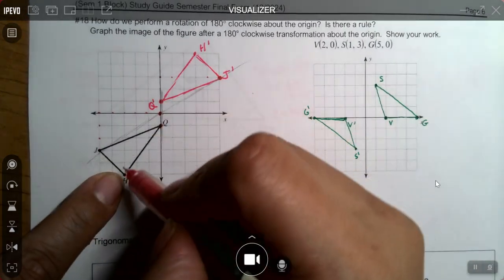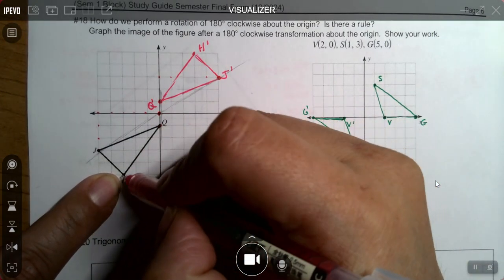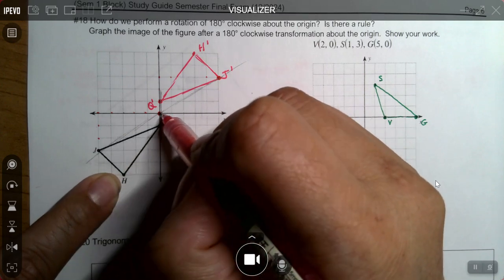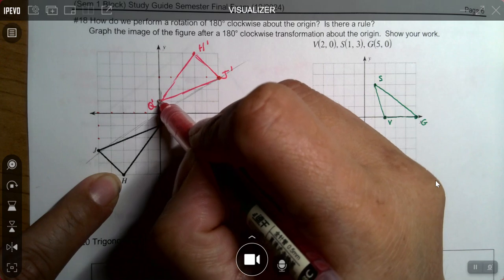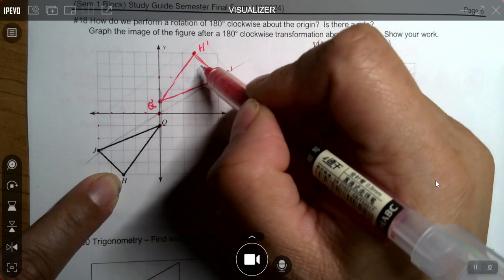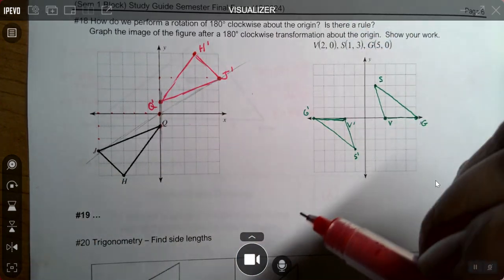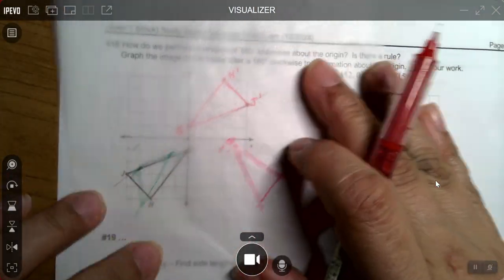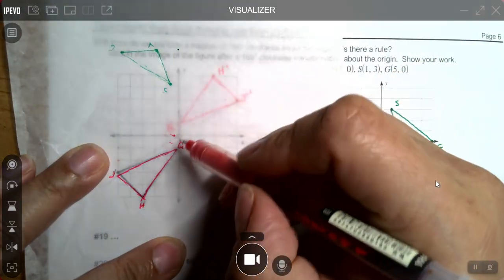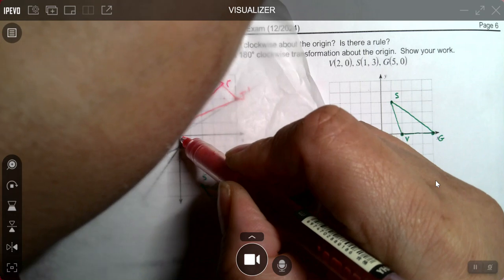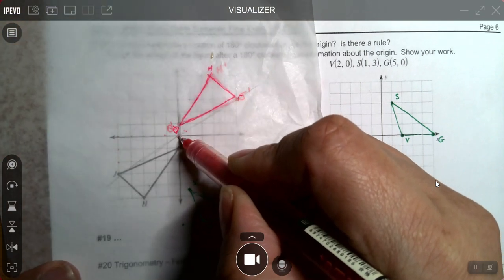So you're going to go from H to the origin. 1, 2, 3, 4, 5. 1, 2, 3. Repeat. 1, 2, 3, 4, 5. 1, 2, 3. And once you have the locations, that's what it would look like if it was 180 degrees. And I think with this one, I did it like this. And then you rotate 180, and that's how it ends up over there. See?